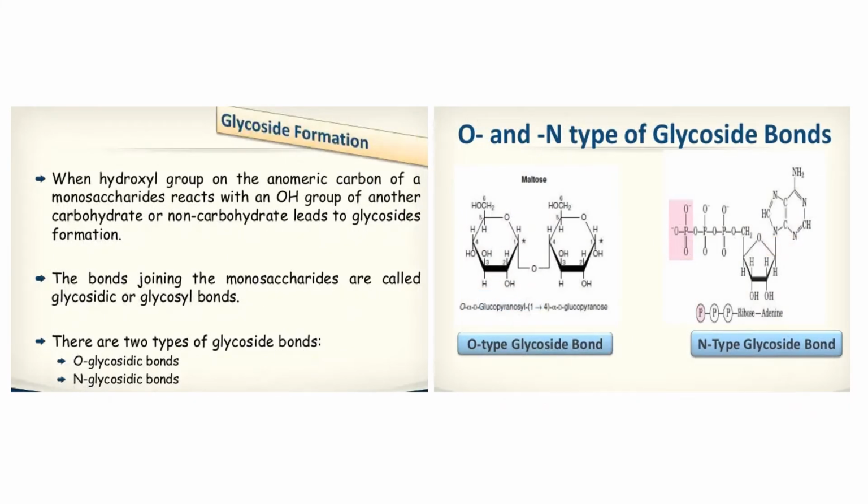Now the next thing is, based on the hydroxyl group's attachment, two different glycosidic linkage formations are there. One is called O glycosidic linkage, the other one is called N glycosidic linkage. Why we call them N and O, we'll see now.